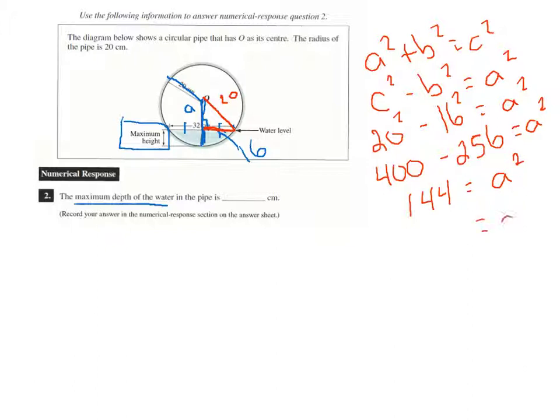Now to find a, we need to take the square root of both sides. Square root cancels a square, and we're left with a. The square root of 144 is 12. Therefore, a is 12. This does not answer our question. We are looking for the distance from the outside of the circle, or pipe in this situation, to the chord.